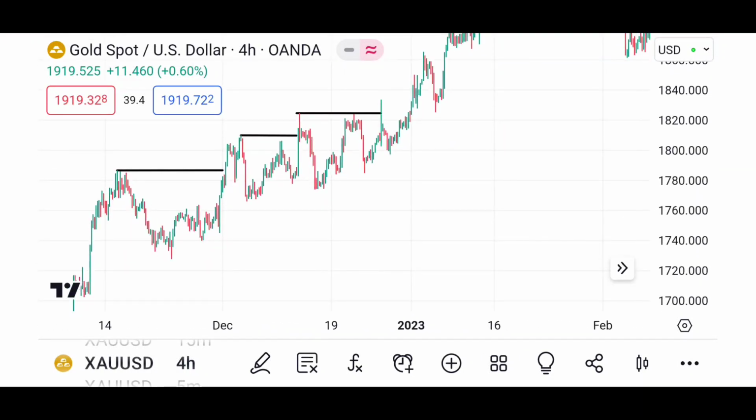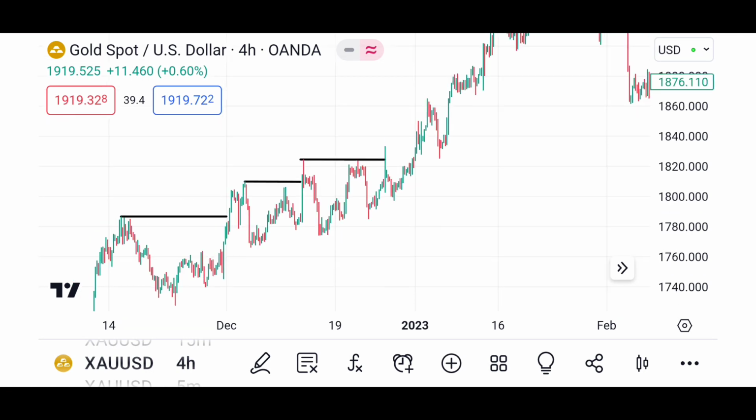Okay, so we have our break of structures. So clearly we can see that this is a bullish trend. Why? Because we have a high, a low, a higher high, a higher low, a higher high, a higher low, a higher high, a higher low, and a higher high, which we've not seen yet. Why haven't we seen our higher high yet?